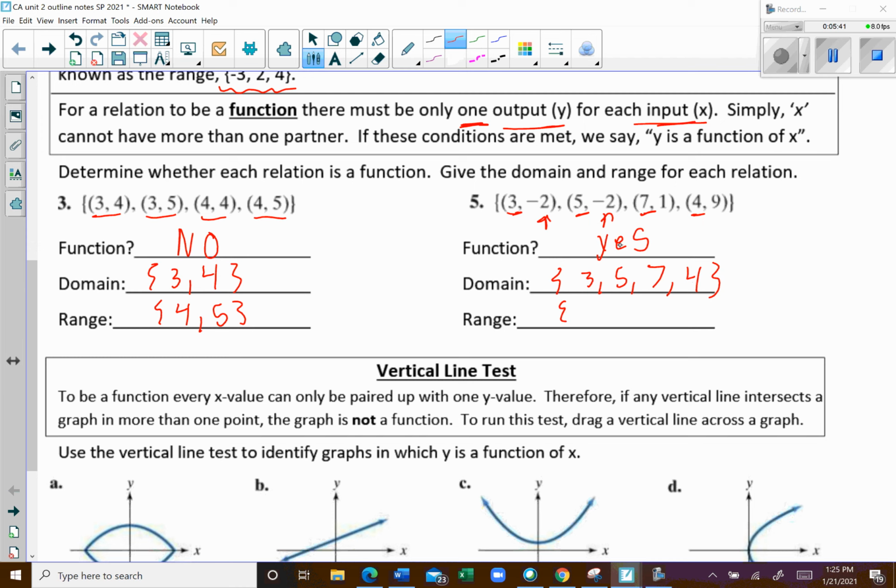Let's see, we're going to have -2. -2 again, but don't list it a second time. And then let's see, 1 and then 9. So that's going to be our range right there.